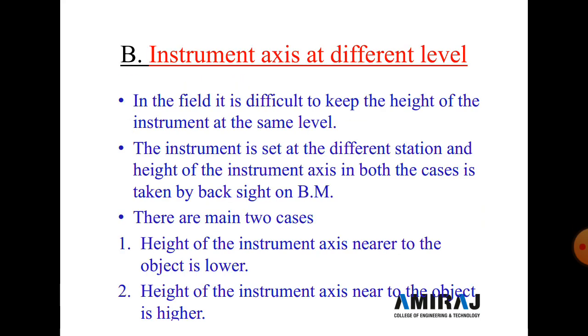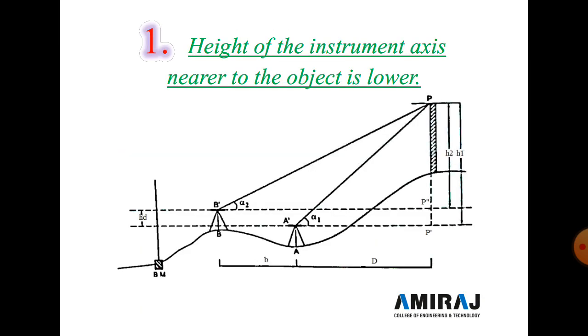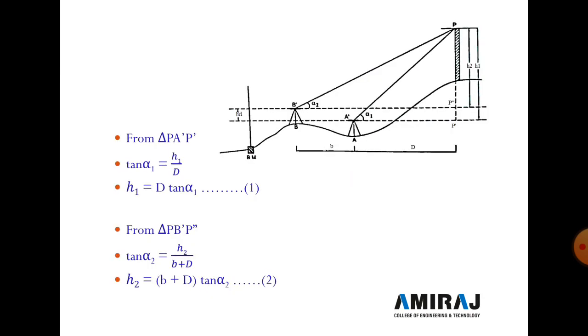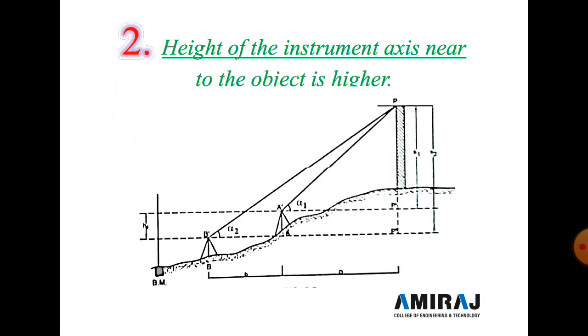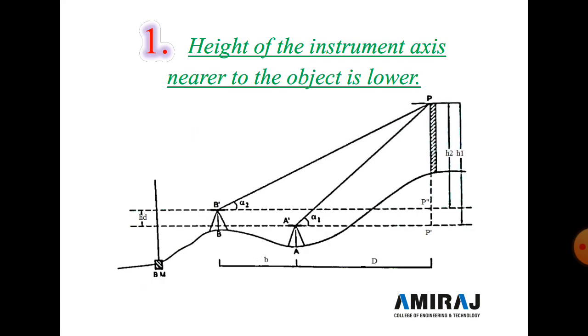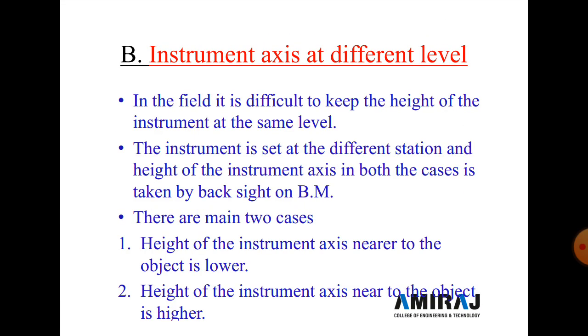Now case number 2 is the instrument axis at a different level. This case, instrument axis at a different level, we will discuss in the next lecture.